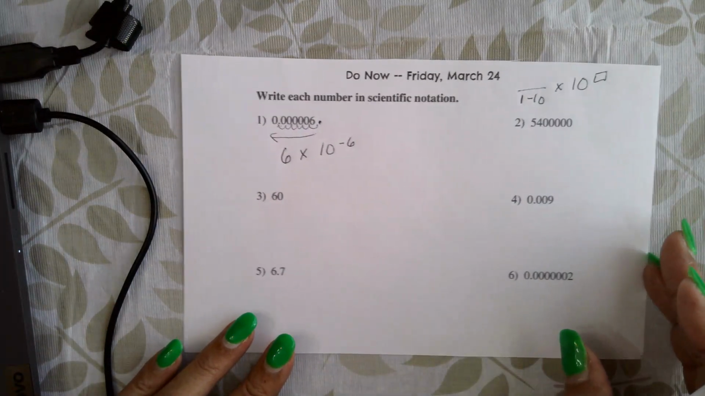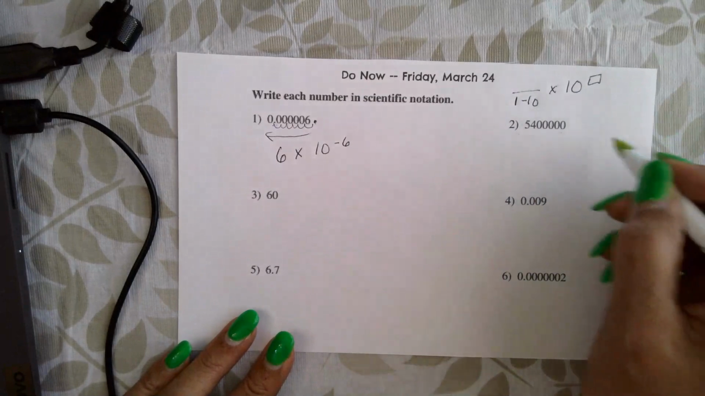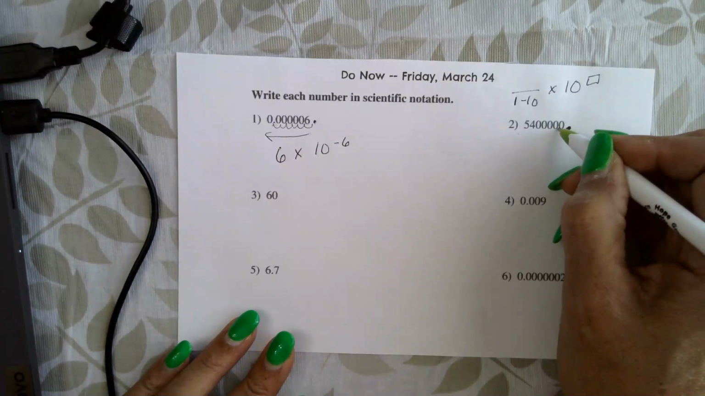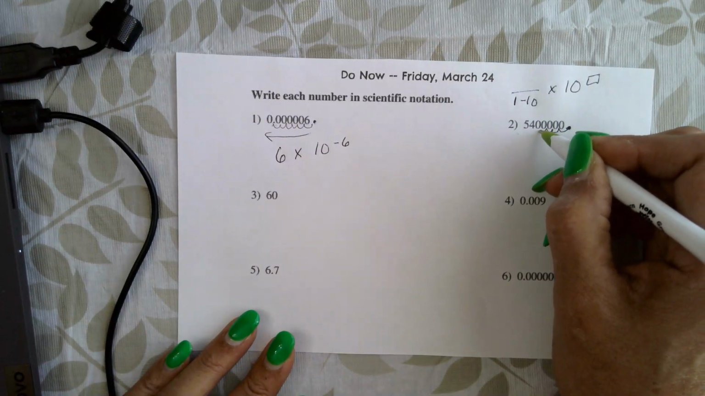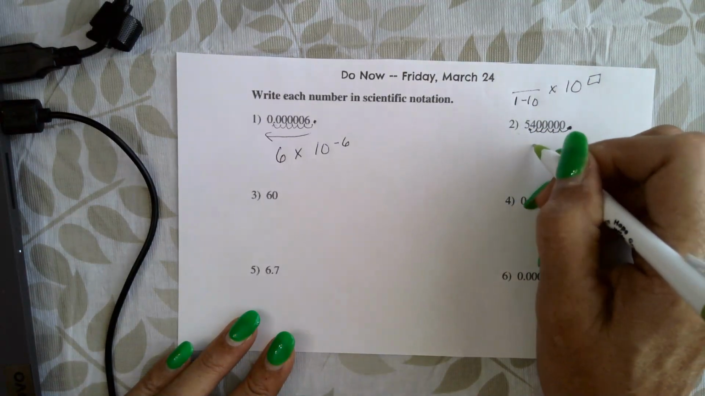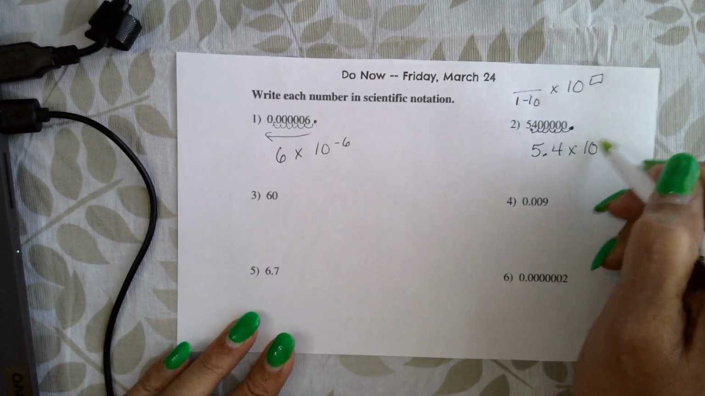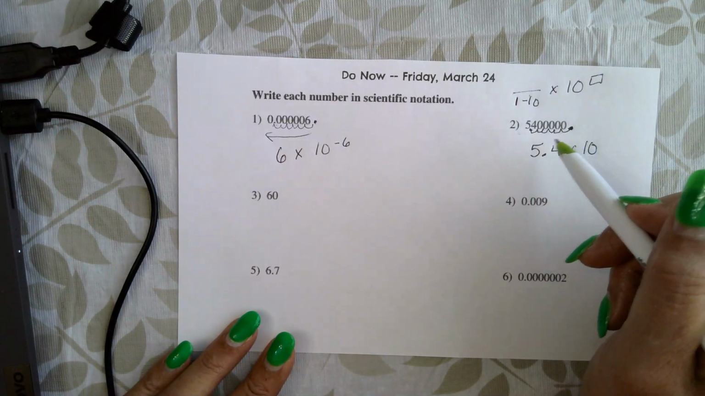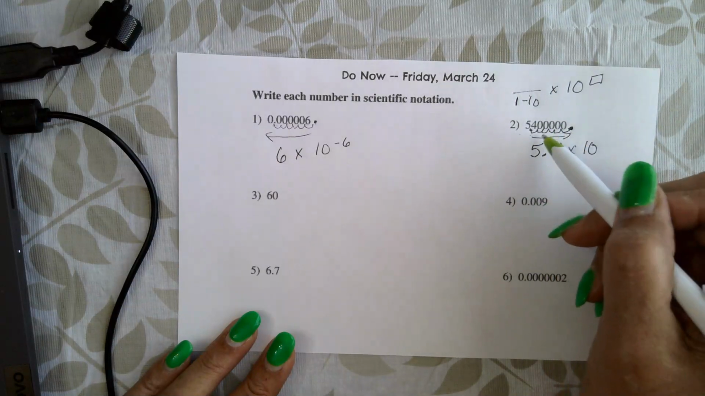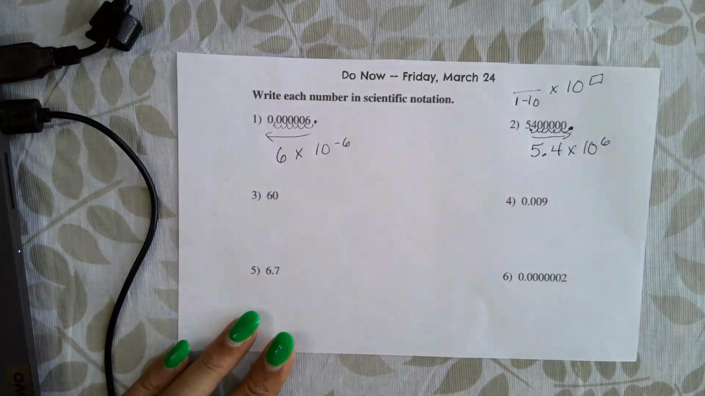Slide this over a little bit. So number 2 does not have any decimal points. So you're going to put your decimal behind the last digit and let's start moving. We're at 5.4. So you're going to have 5 and 4/10. That's my coefficient times 10 to get from here to the original. We're going to the right. So it's going to be 1, 2, 3, 4, 5, 6, 10 to the 6. So it's going to be positive 6.